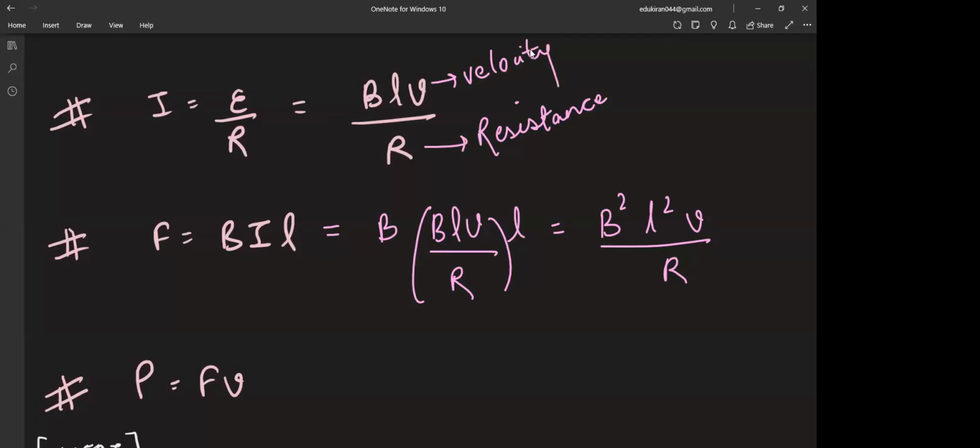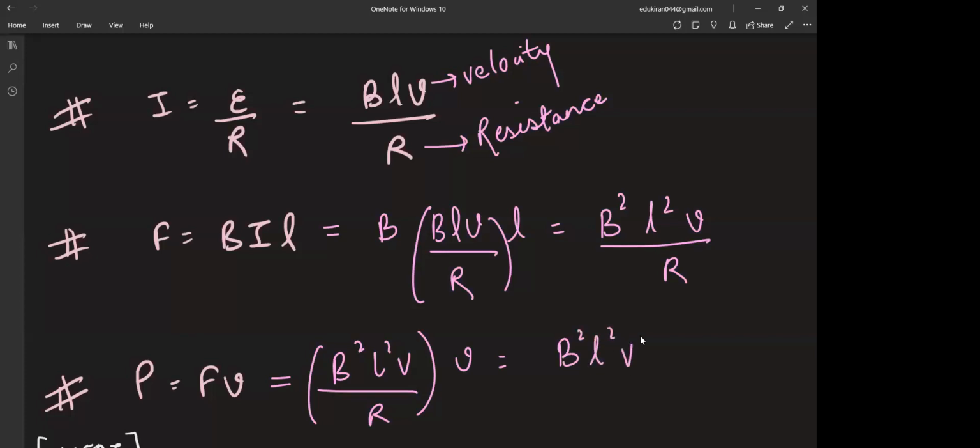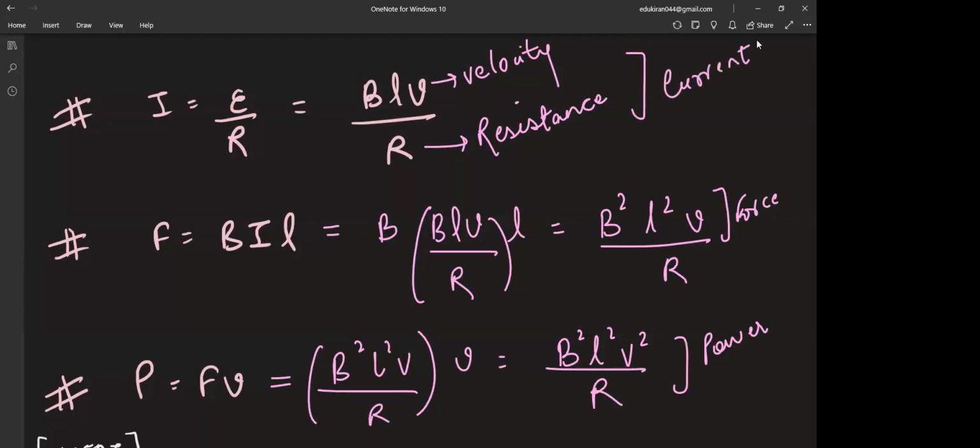V is the velocity. Power is equal to force into velocity. Force is B square L square V divided by R. Multiplied by velocity, this becomes B square L square V square divided by R. Fine. So this is the formula of power. Power is force times velocity, and also EMF times current. This you should remember. Note this down, then we'll practice one question from this.